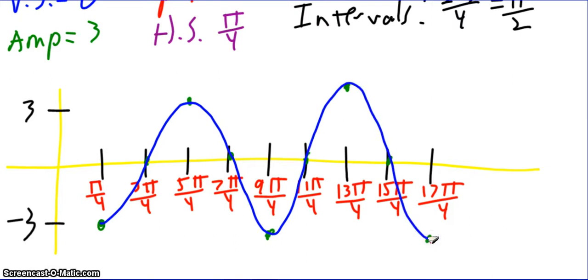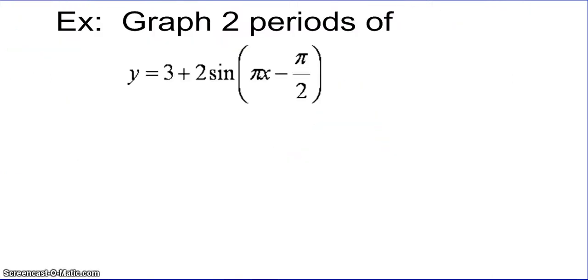So there are 2 periods of my cosine curve. Okay, so now I want you to try one that has everything in it. So we haven't done one with a vertical shift yet, but it's going to be exactly the same. Everything is just based on the vertical shift. So go ahead and try to graph 2 periods of this function. Pause the video and unpause it when you're ready to check your work.